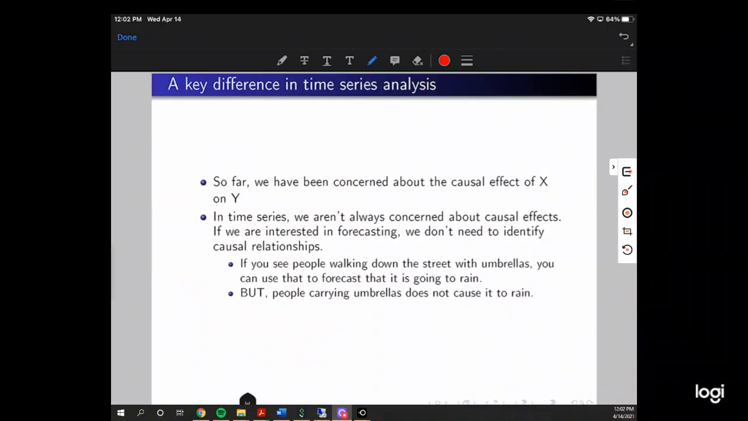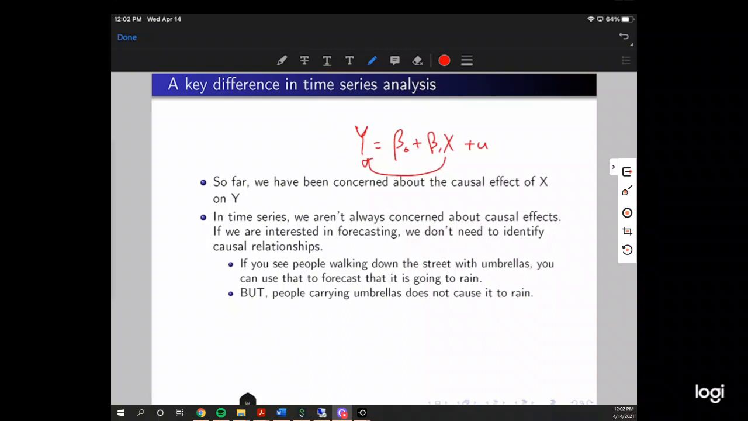A key difference in time series analysis: so far we have been concerned about the causal effect of X on Y. When we write down our model, we have been thinking about the causal effect of X on Y. Beta 1, we're looking for an unbiased estimate of beta 1, right?